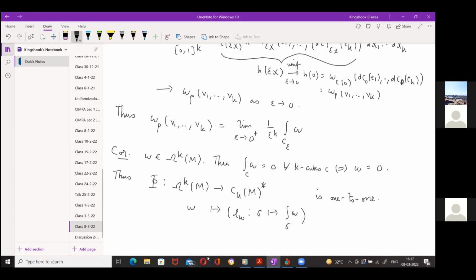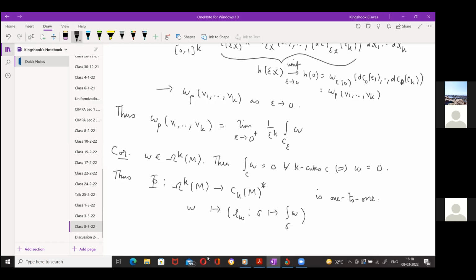So let's stop here. So the point is that it is not necessarily surjective, right? No, it won't be surjective, but at least the space of k-forms embeds into the space of k-cochains. All right. Okay. All right.